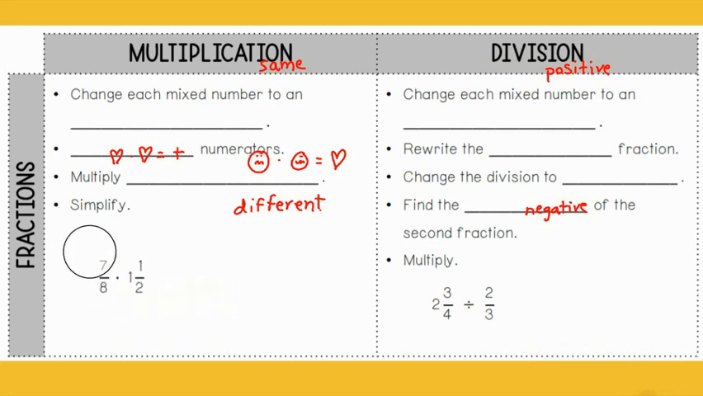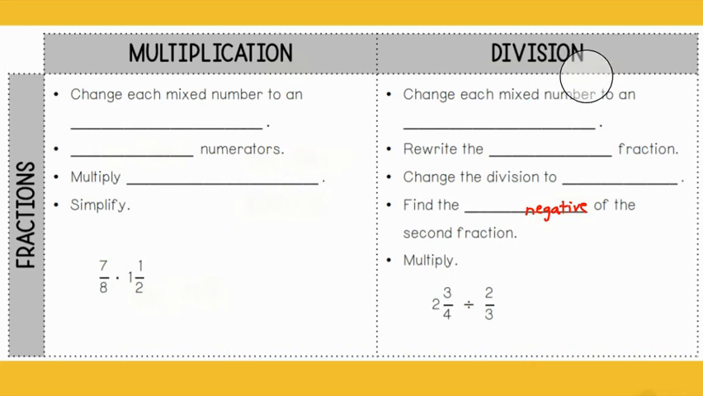And here I'm just going to clean this out, and then we'll write here. So we change each mixed number to an improper fraction. And then you're going to multiply the numerators, multiply the denominators, and then simplify. So just to remember, we can use our calculators. Our calculators are doing 7/8. That's good. We're going to change to the improper fraction. So 1 times 2 plus 1. So we're going to have 7/8 times 3/2.